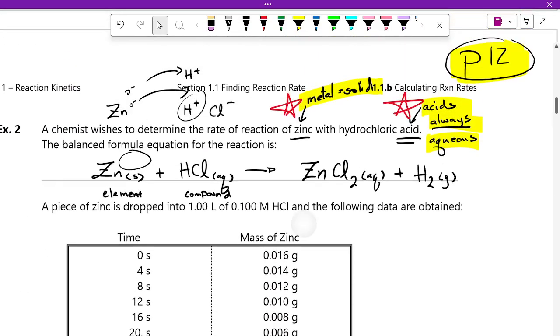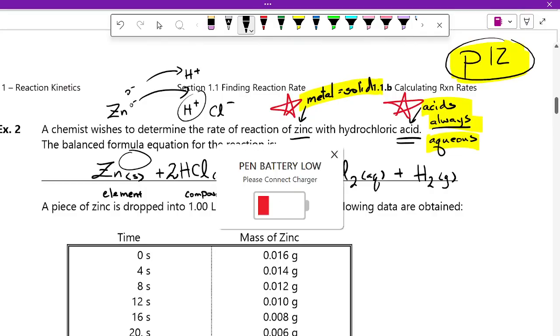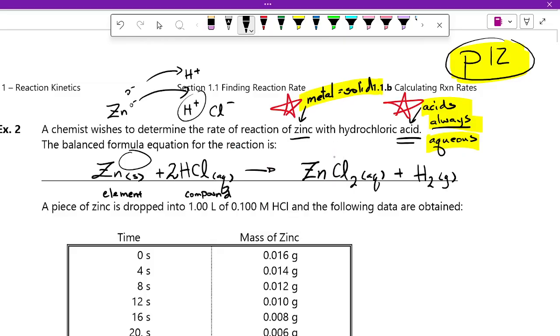Oh, I forgot to balance it. You're absolutely correct. I have a habit of doing that. There we go. That'll be better. Thank you very much. Anytime I make mistakes, please do feel free to correct me because I make them all the time, and you don't want to have incorrect information.